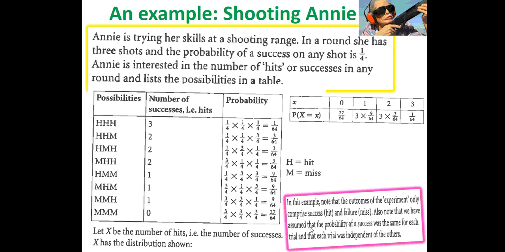In this example, note that the outcome of the experiment only comprises success, which is a hit, and failure, a miss. We also notice that we have assumed that the probability of success was the same for each trial, and that each trial was independent of the others. In reality, she might get more tired the more hits she's had, so the chance of a success might become lower. But in this one, we've made the assumption that it's always a quarter.